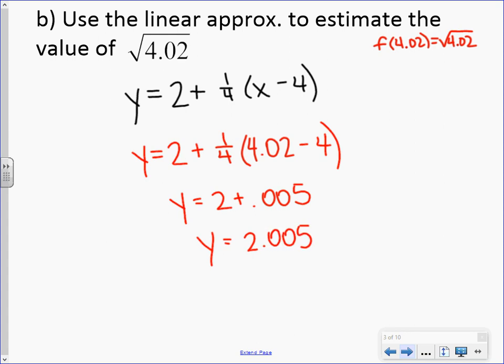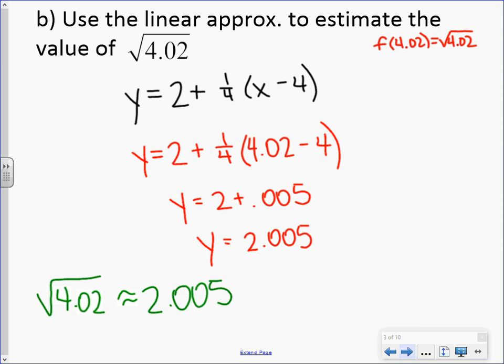Okay, so on our tangent line, our y value is 2.005. So what we've done here is we've said, well, the square root of 4.02 is approximately 2.005, all by using a tangent line. Now, we're fairly accurate.